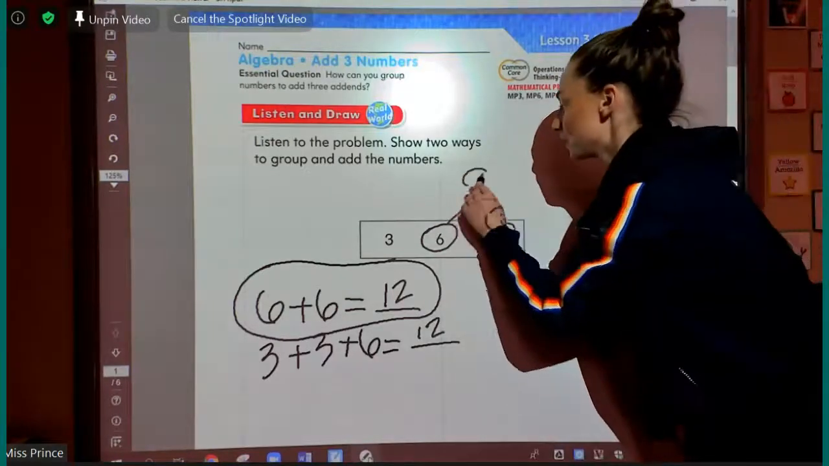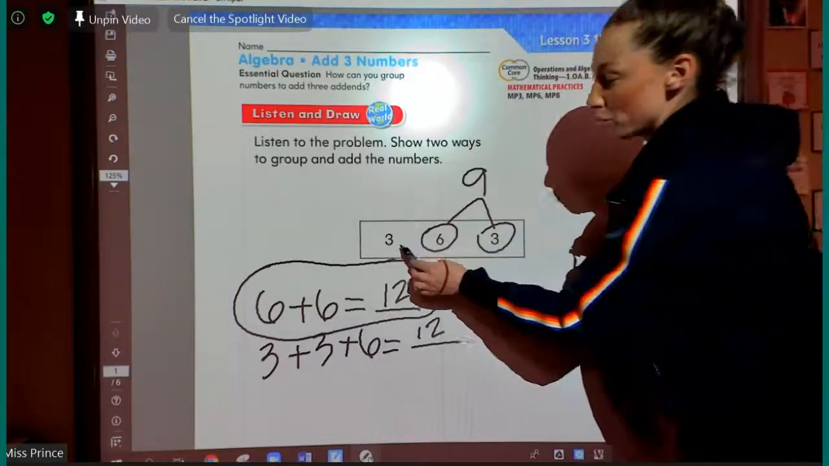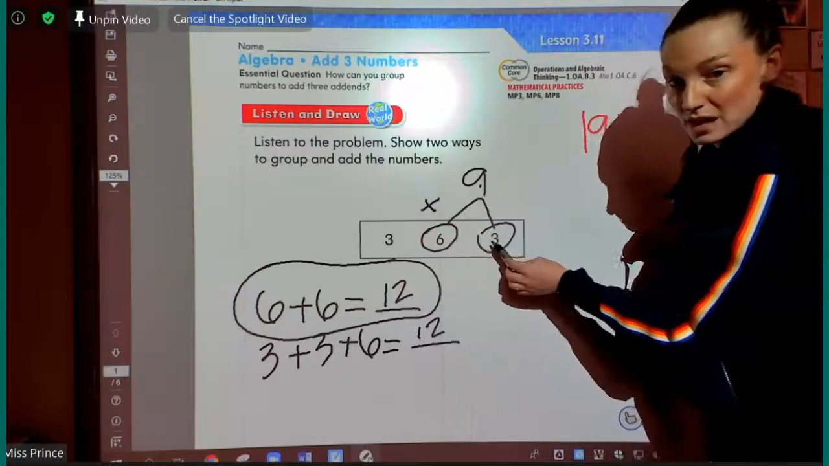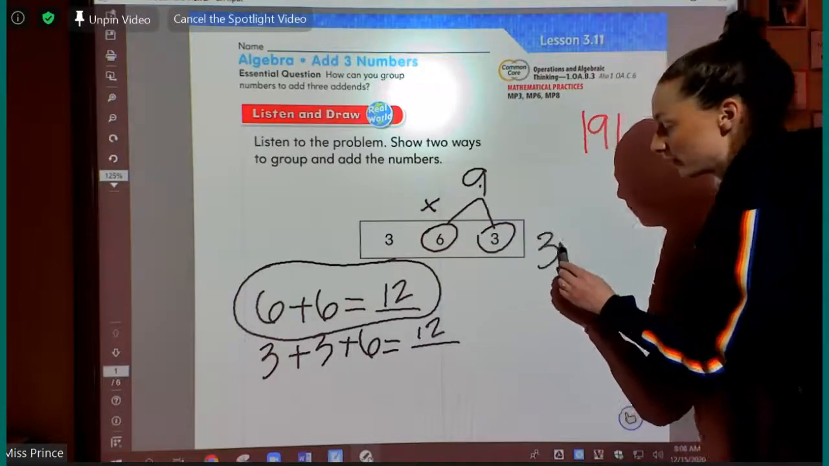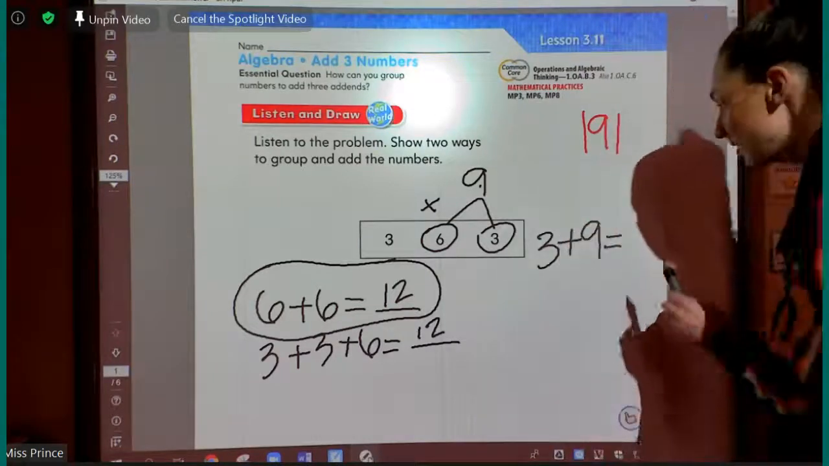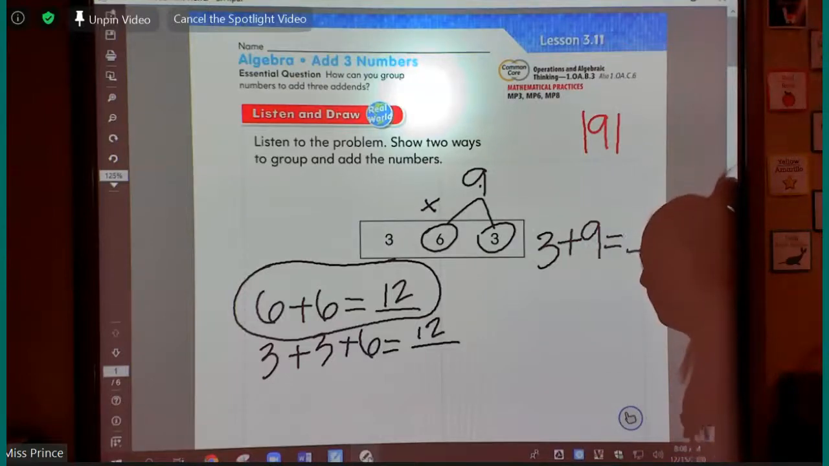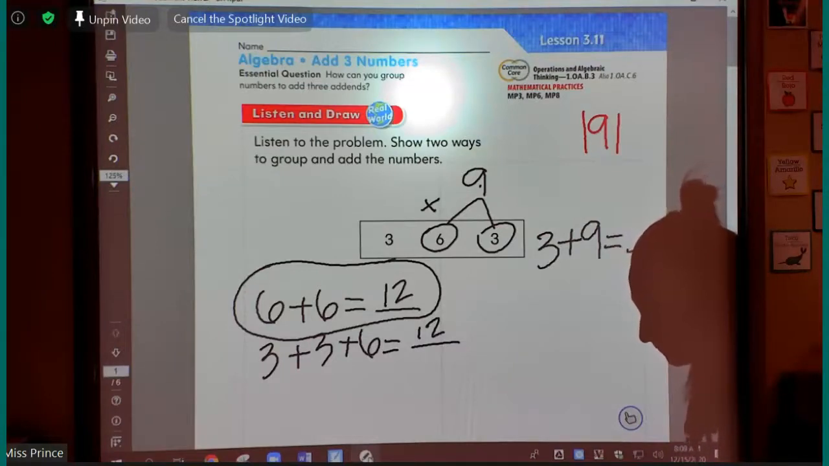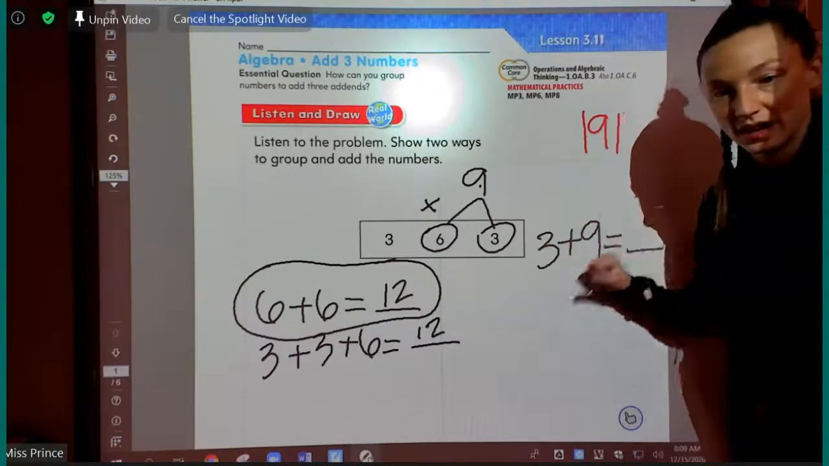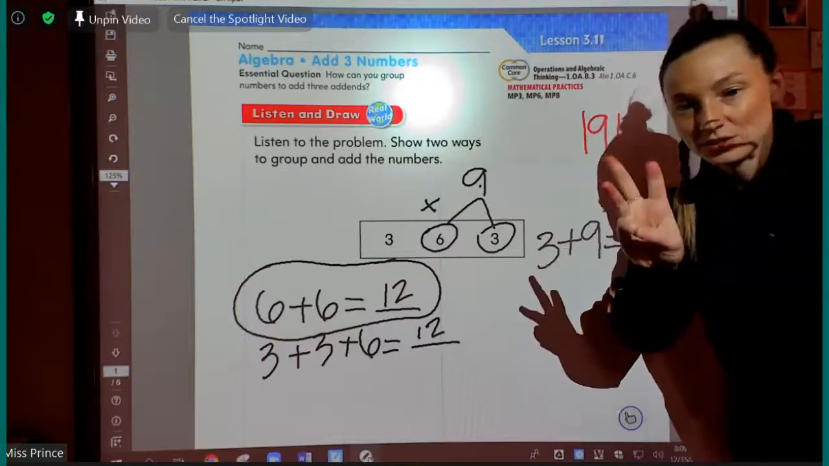9. So now I'm going to write 3 plus 9, because we said 6 plus 3 is 9. So over here, we're going to put 3 plus 9. Do you know what 3 plus 9 equals, Zayden? 12. Nice job. Take the bigger number, 9, 10, 11, 12.